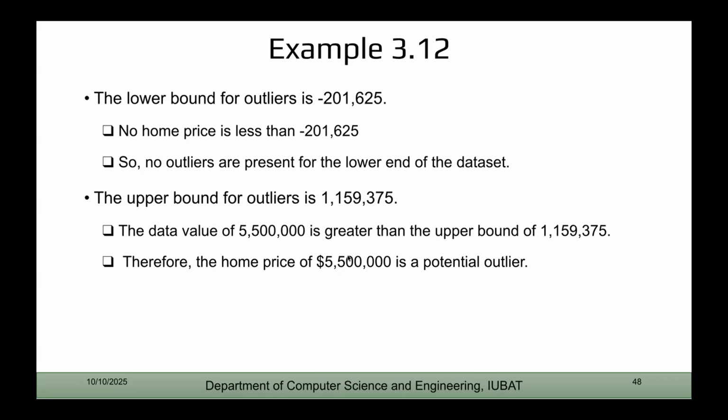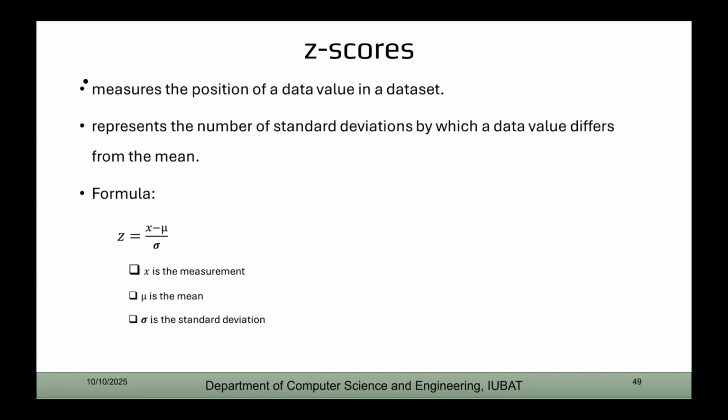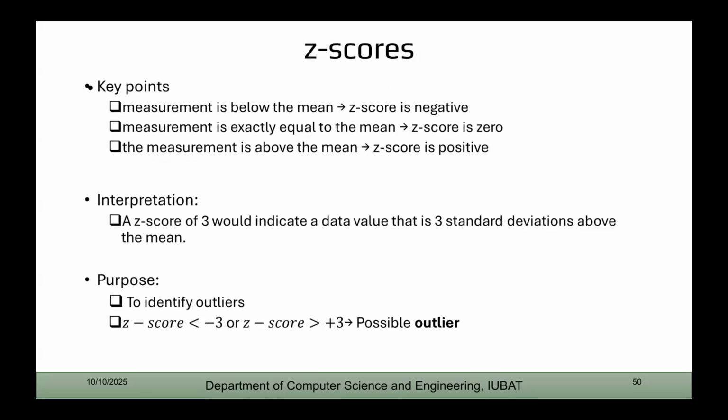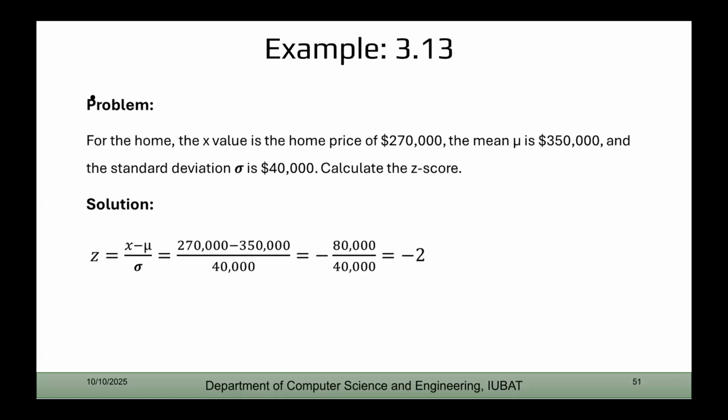Therefore, home price will be our potential outlier. So this is the way we find the outliers. And remember, this math is very important in your class test or in your final exam. So this so far, the IQR. This is one of the big problems. I don't know if you got the point or not, but if you have any query, you can ask. Okay.